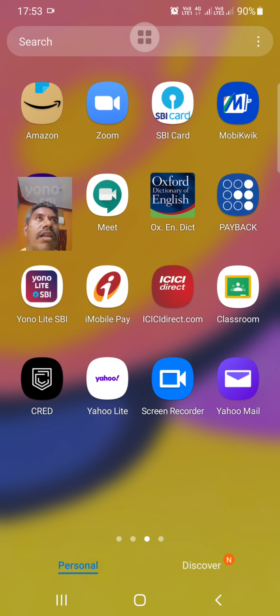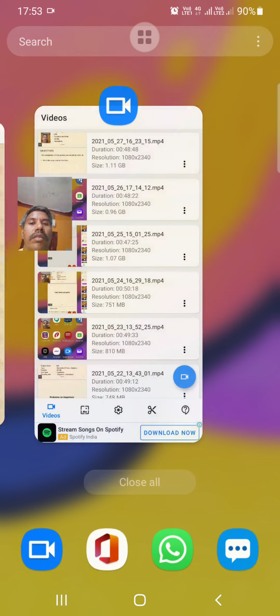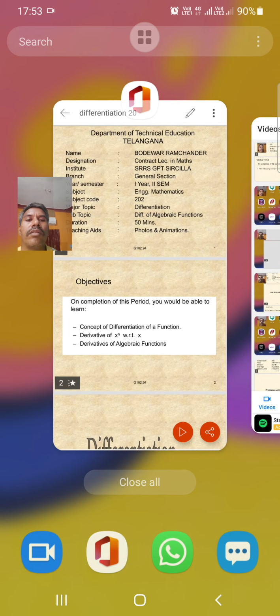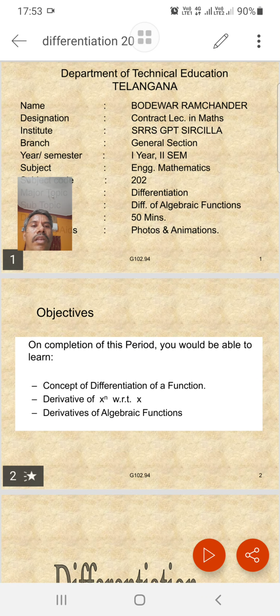In previous class, we discussed about limits, and in this class, now we will discuss about differentiation. And limits is basic for this differentiation. So let us learn.